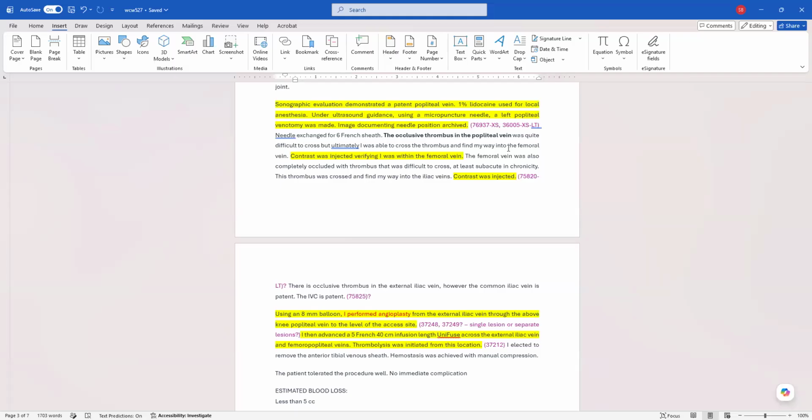If I was unable to get additional information and I had to make the call, I would not be coding the 75820 and the 75825 here.